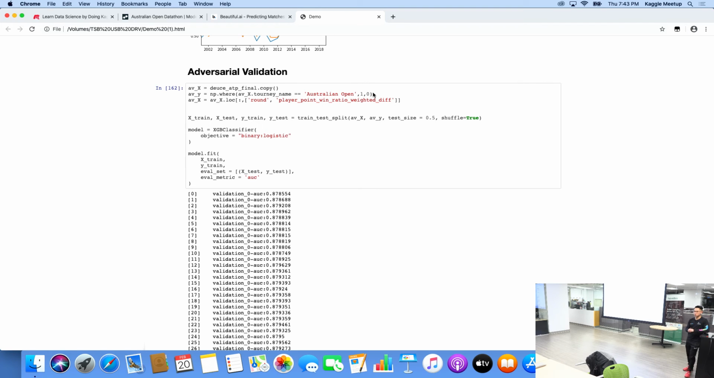I don't understand the validation part. So what are you validating there, actually? I don't know why it's called adversarial validation. That's just the name. It's just something I came across recently, I suppose.